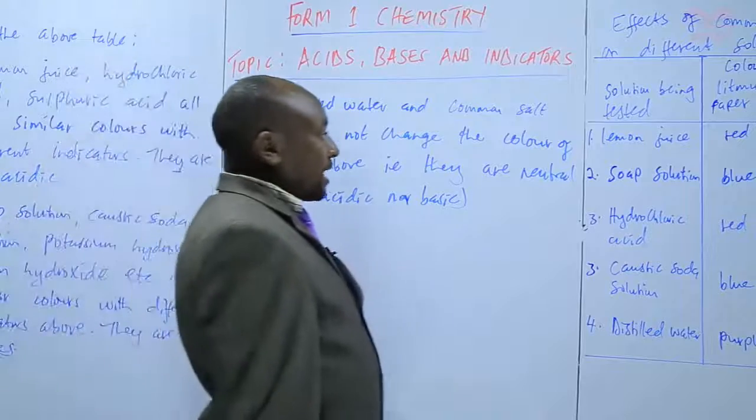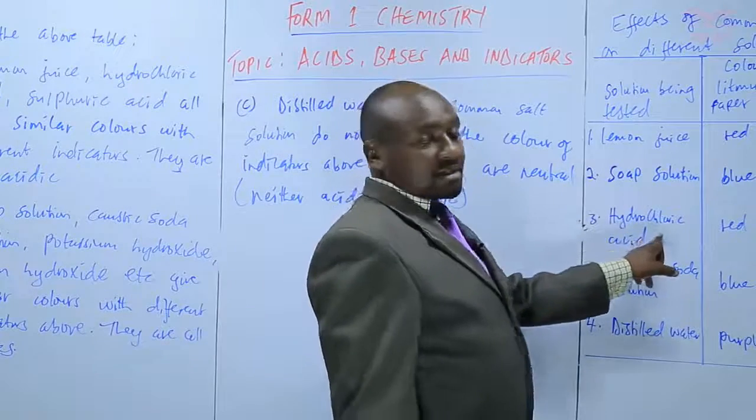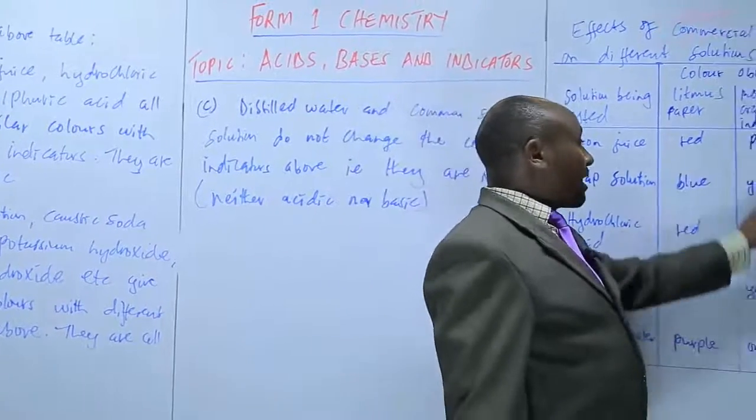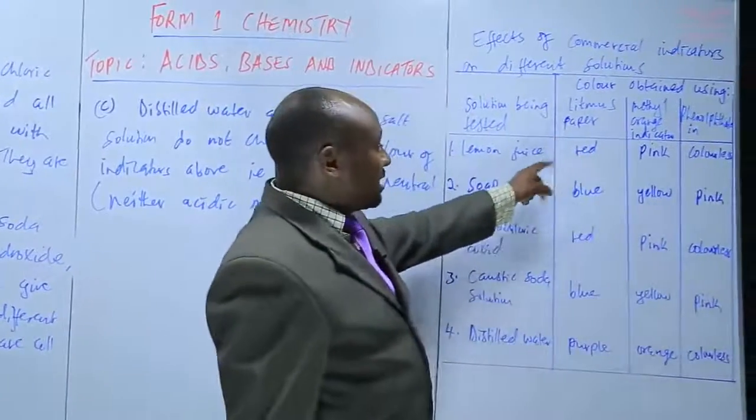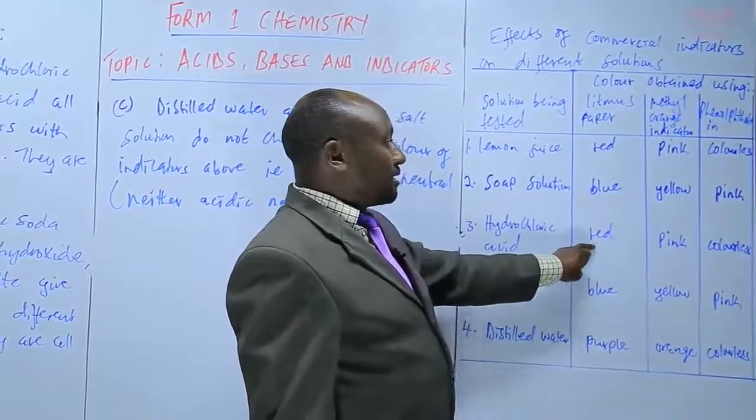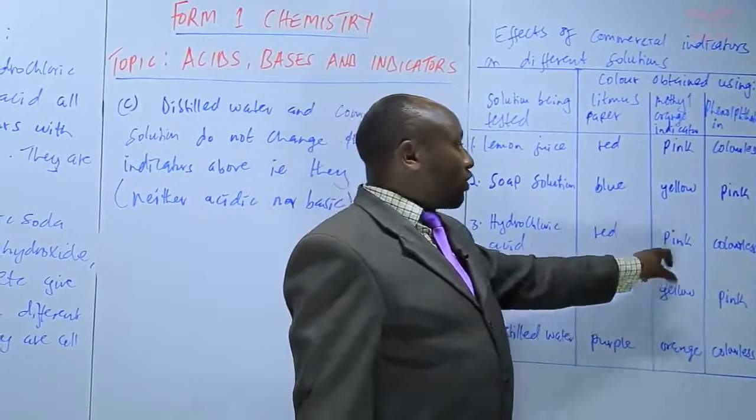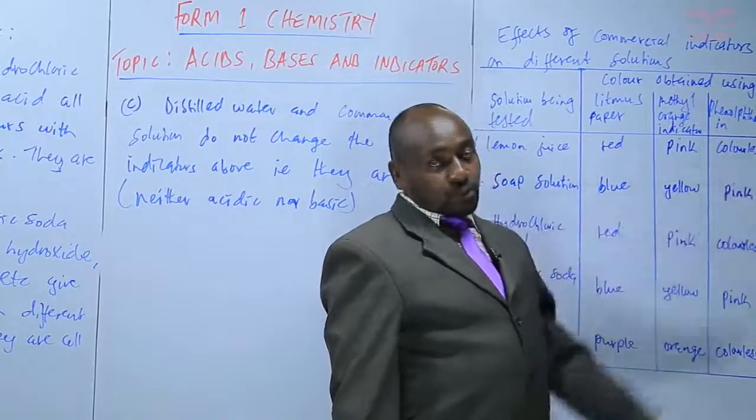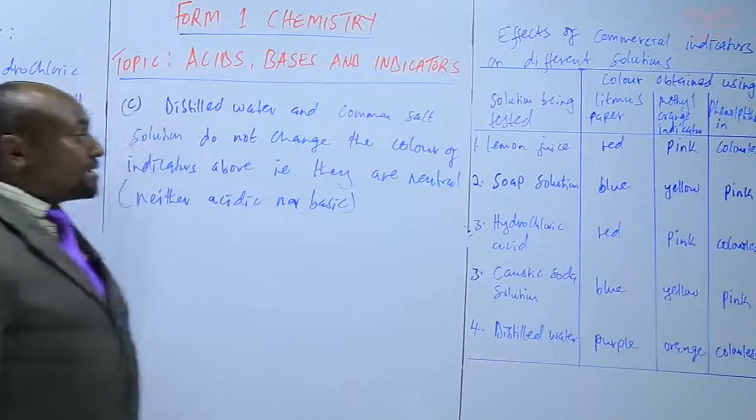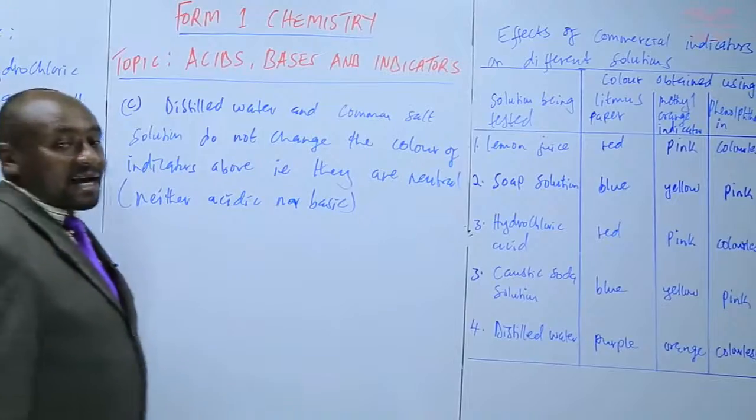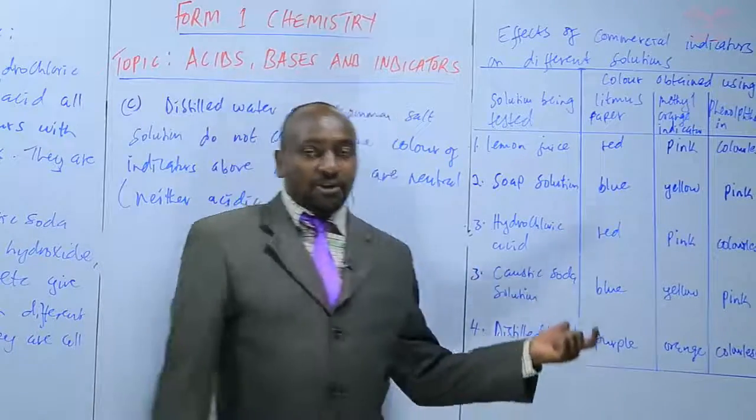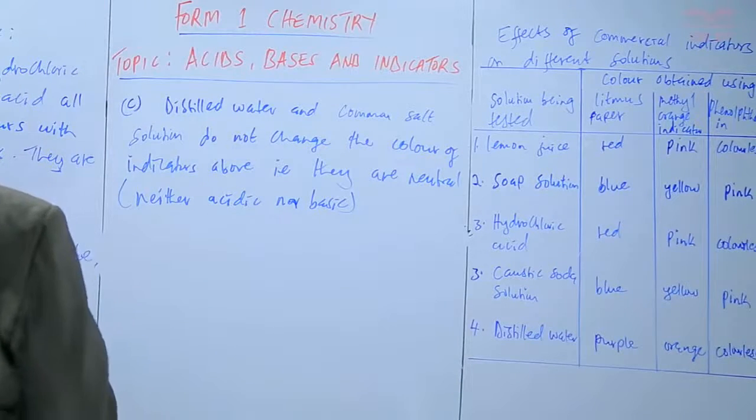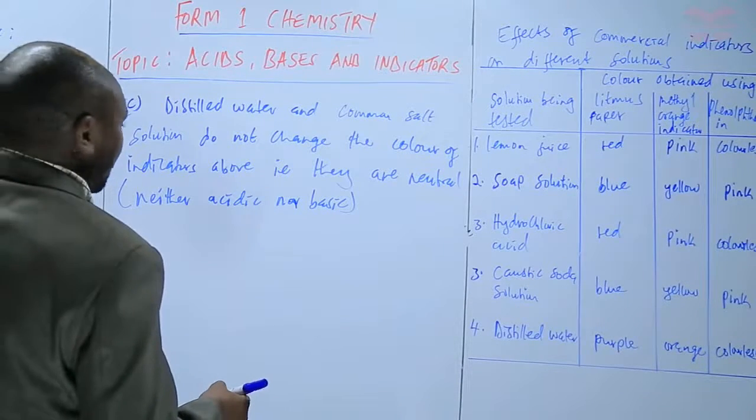But you can see that lemon juice, hydrochloric acid, sulfuric acid, those ones are acidic. They are giving you similar colors. If it is using litmus, all of them are red. If it is using methyl orange, all of them are pink. If it is using phenolphthalein, they are colorless. So if the behavior is the same, then it means that they have the same properties.